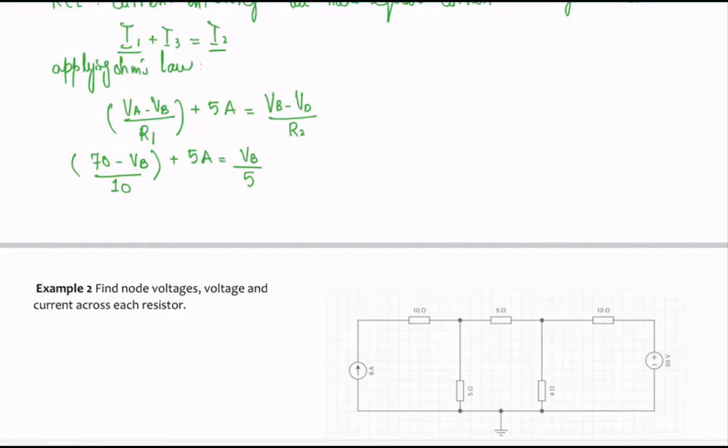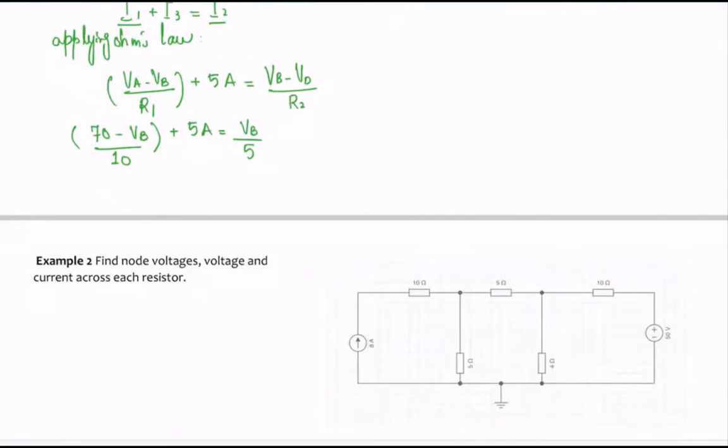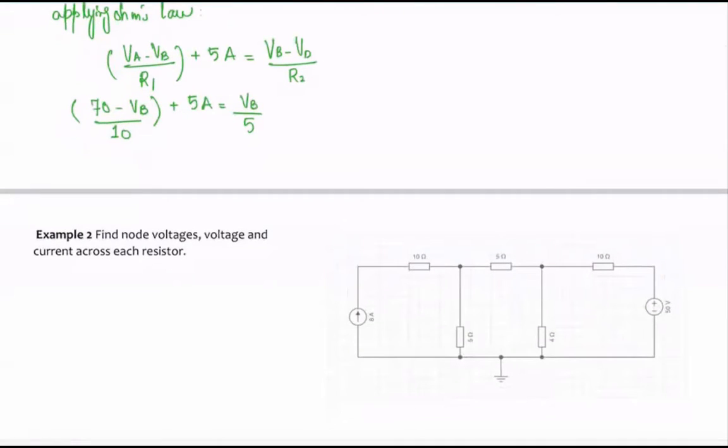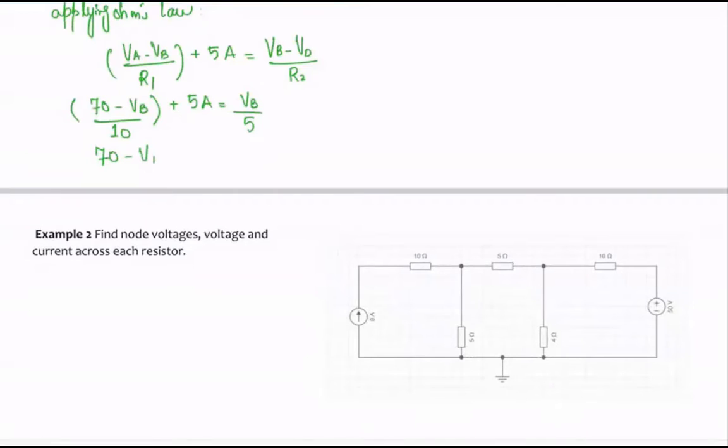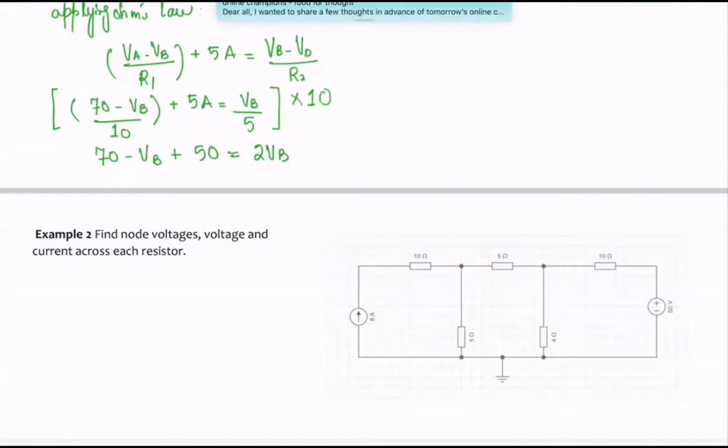Okay, so maybe what I could do here is rearrange this equation such that I get 70 minus VB, plus I get 50, and that equals 2 VB. Basically what I did was multiply this whole equation by 10. If I multiply this whole equation by 10, this 10 here and this 10 will cancel out, so I get 70 minus VB, correct?